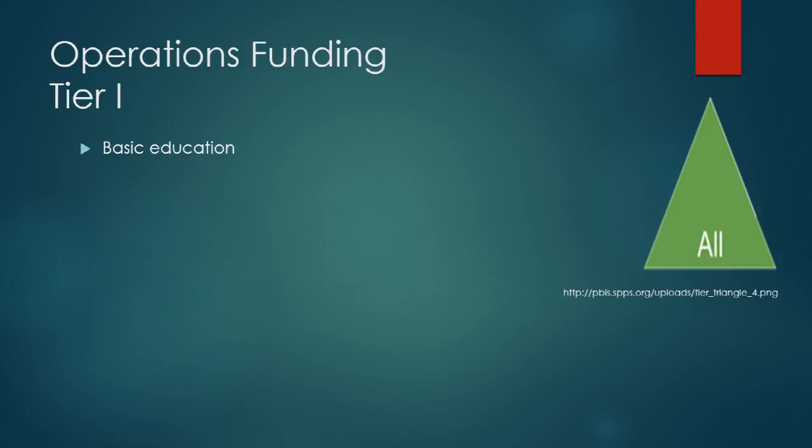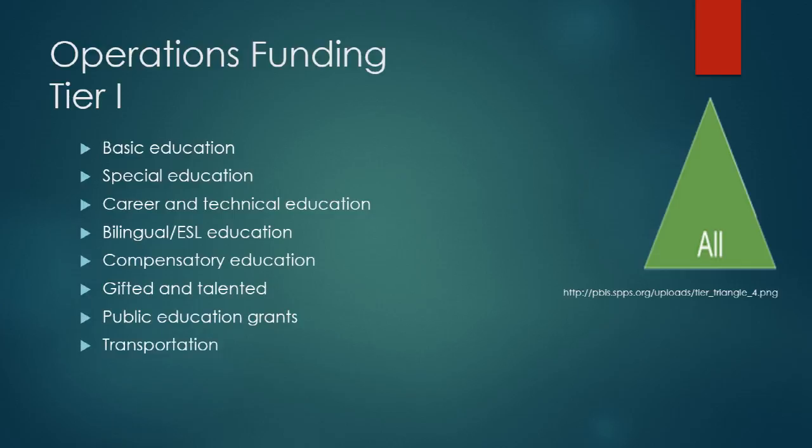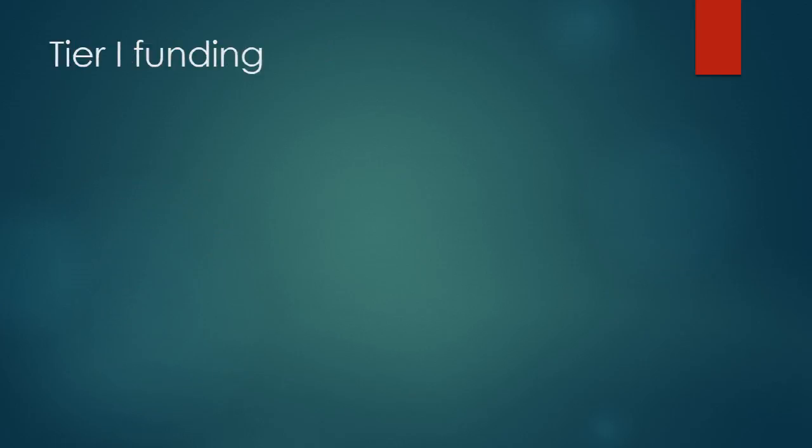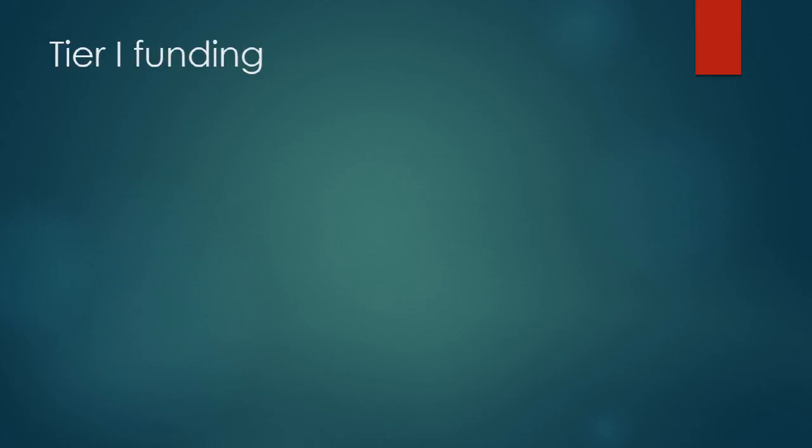Operations funding, Tier 1, gives to basic education, special education, career and technical education, bilingual ESL education, compensatory education, gifted and talented, public education grants, transportation, and new instructional facilities. The triangle over here, this image kind of represents the tiers for intervention, and the way I see it is Tier 1, even for funding, is pretty much the lump sum of the funding that the schools get, and then there will also be other funding as well.